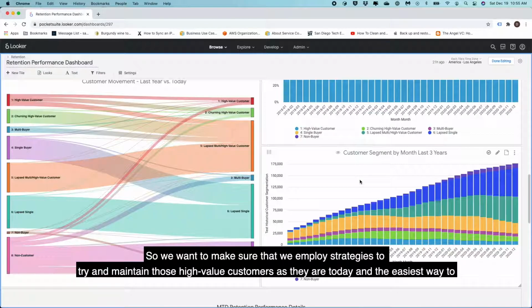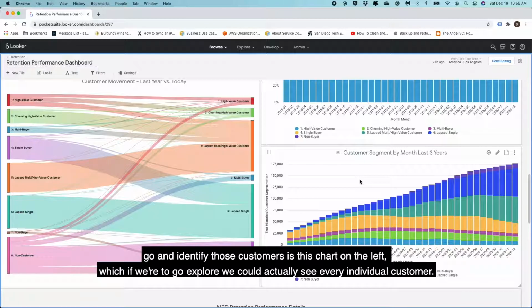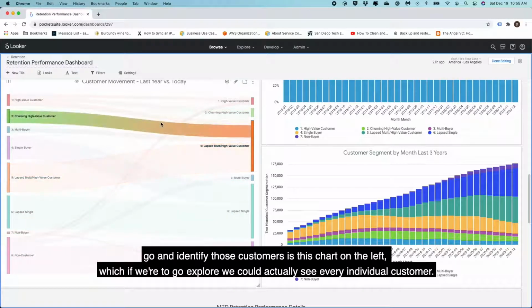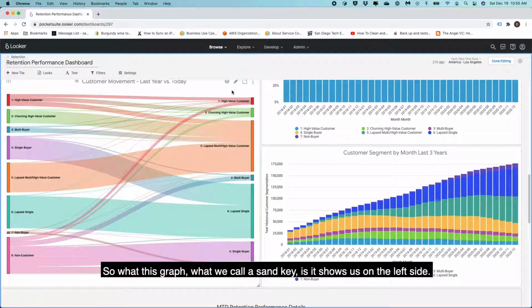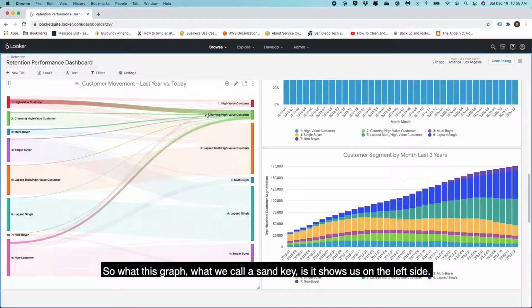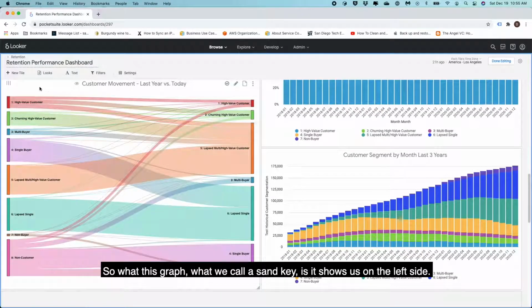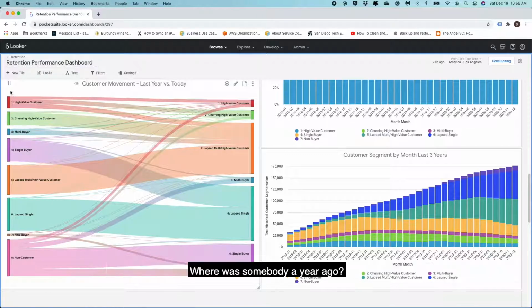So we want to make sure that we employ strategies to try and maintain those high value customers as they are today. And the easiest way to go and identify those customers is this chart on the left, which if we were to go explore, we could actually see every individual customer. So what this graph tells us, what we call a Sankey, is it shows us on the left side, where was somebody a year ago and where are they today? And this is really important.